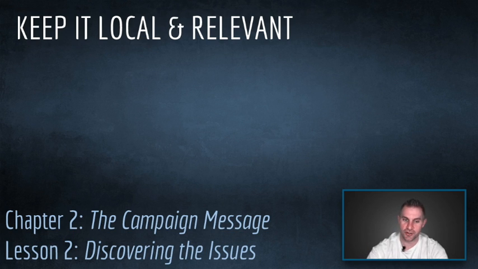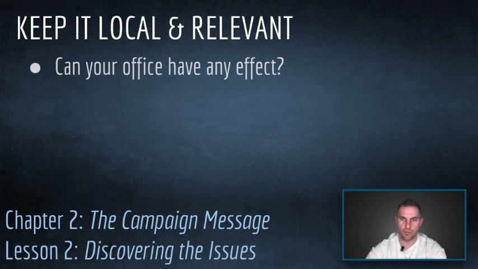Okay, so in order to do that, I have a few more tips as well. When an issue comes up, think to yourself, can my office have any effect here? If it can't, you probably don't want to talk about it. So that's the first thing. Really consider the scope of your office when you're thinking about what issues you could potentially be talking about on the campaign or that people might ask you about on the campaign. So think about the scope of your office.